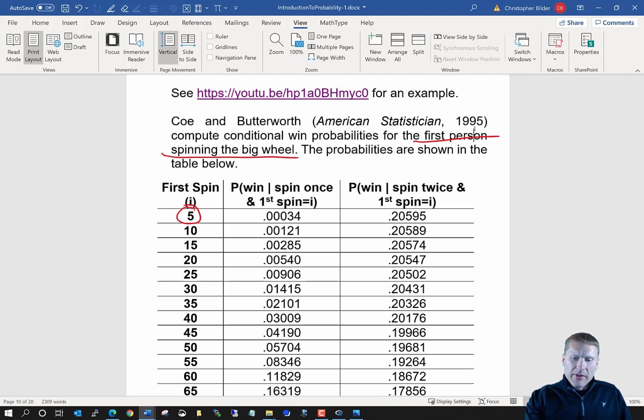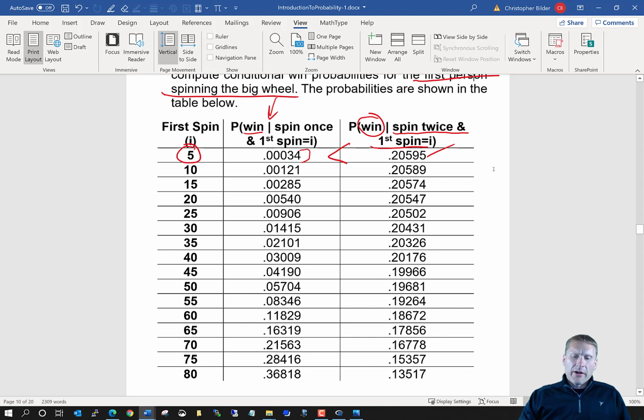Well, if they stopped, notice we're doing a conditional probability here. The probability that they win, given that they stopped at 5 cents, is extremely small, 0.0034. But if they were to spin again, the probability that they would win goes up to about 0.21. So since 0.21 is greater than 0.0034, the optimal strategy in this particular situation, if you get 5 cents on that first spin, is to spin again. Take that second spin.